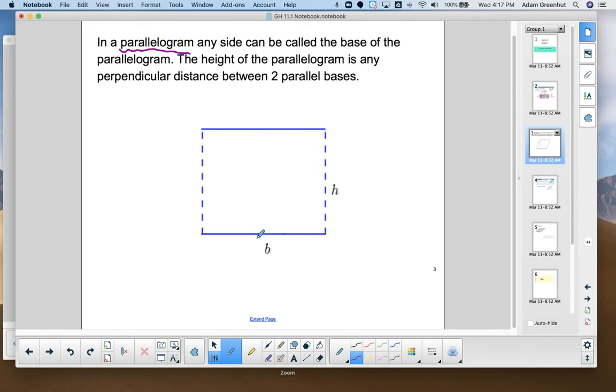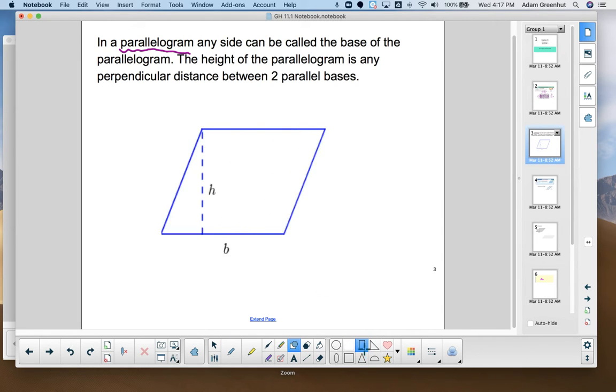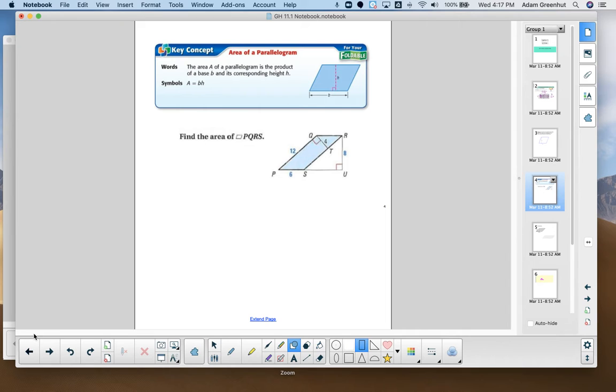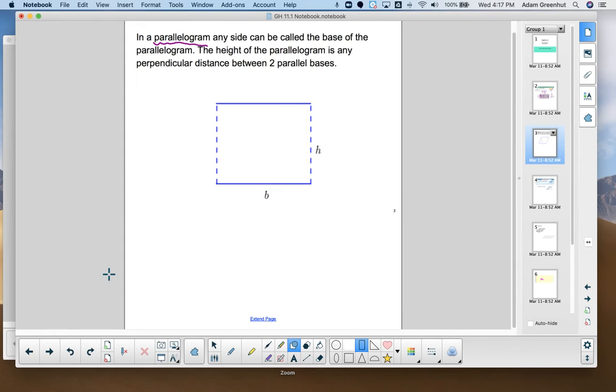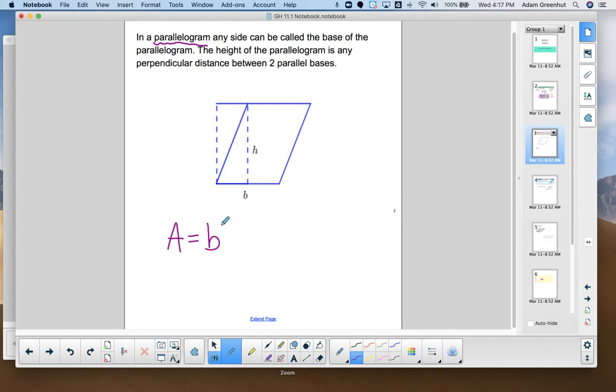It's just base times height. The only difference is in a parallelogram, the base and the height may not be the sides necessarily, but you can still multiply the length of the base times the height of the parallelogram to find the area. You'll see the formula on the next slide, but area equals the base times the height, just like in a rectangle.